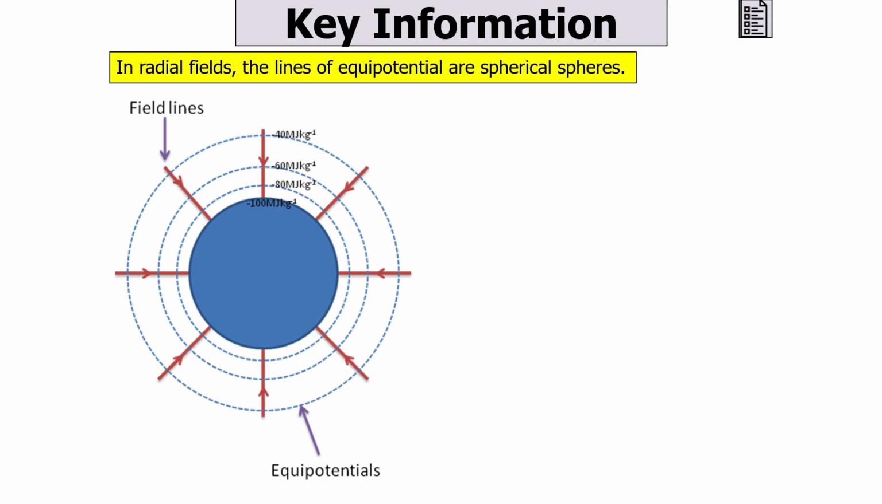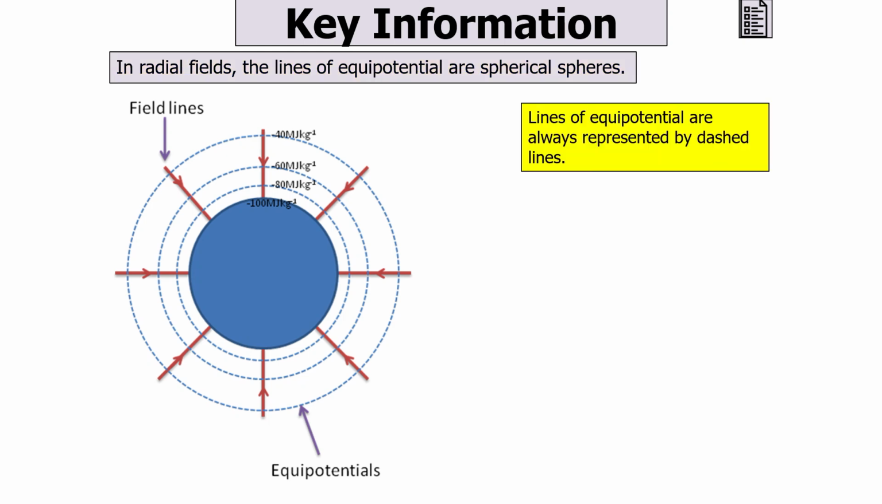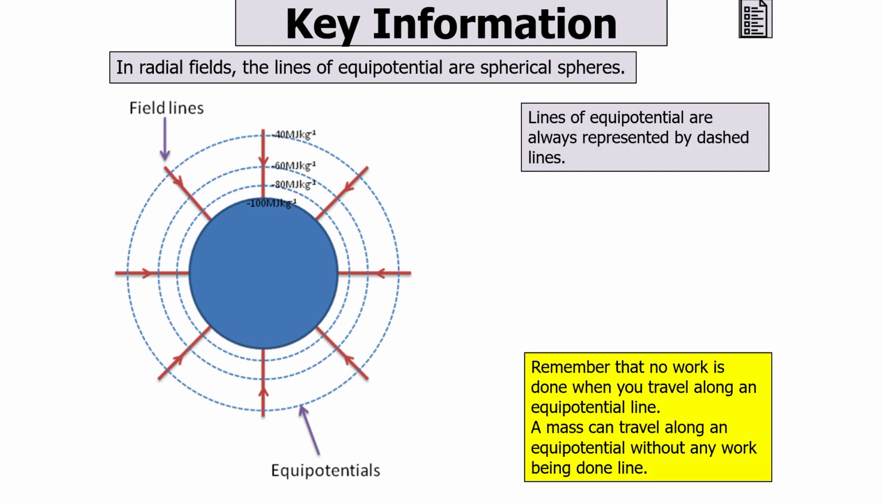Now in radial fields, the lines of equipotential are spheres. The lines of equipotential, as mentioned before, are always represented by dashed lines. Remember that no work is done when you travel along an equipotential line. A mass can travel along an equipotential without any work being done.